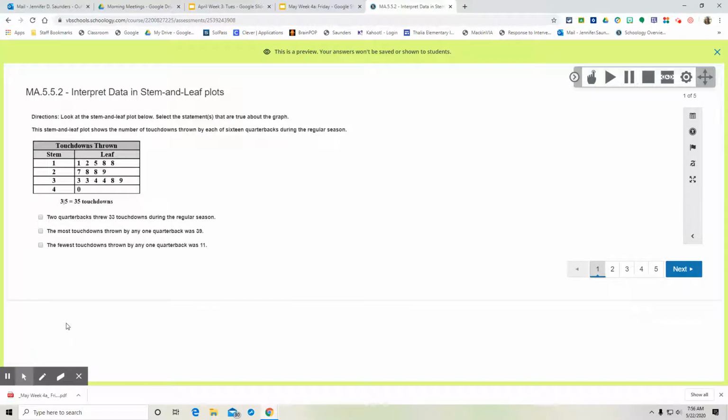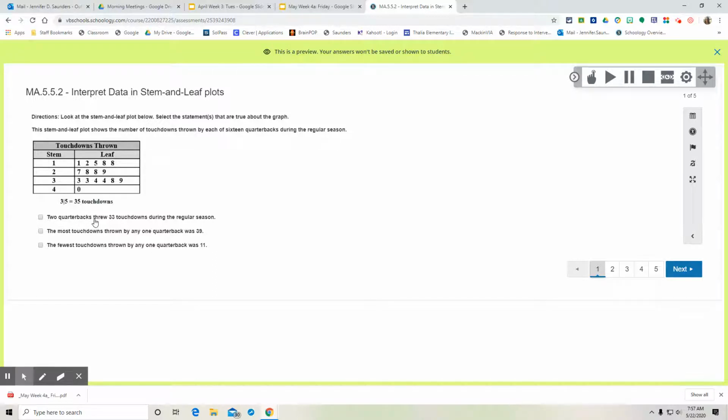We're going to be going over our formative assessment here, so you can skip to the ones that you missed if you need to. This is number 1. It says the stem and leaf plot shows the number of touchdowns thrown by each of 16 quarterbacks during the regular season. So we check out the title, touchdowns thrown, and our key. So it's divided up into 10s on our stem side, 1s on the other, because when you put them together, that's 35 touchdowns. So I'm going to read each statement and see if it's true.